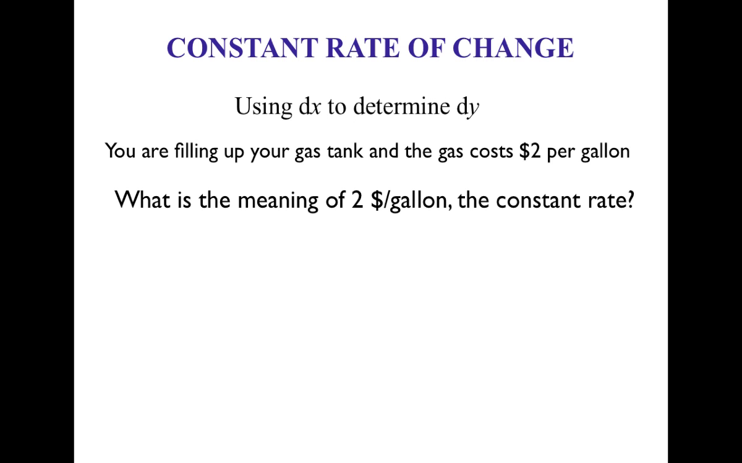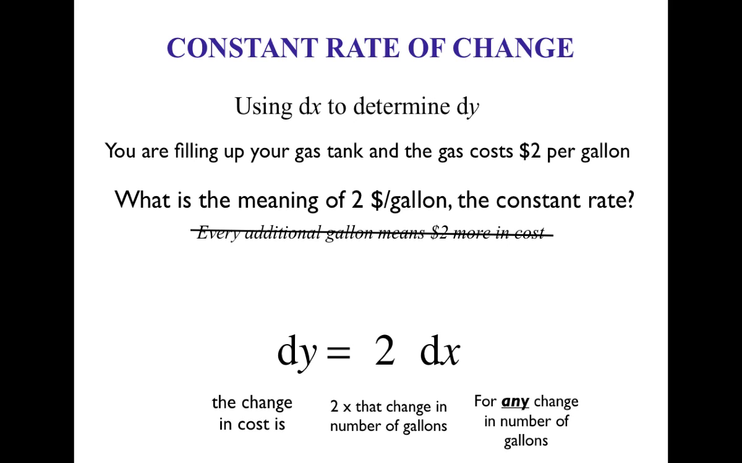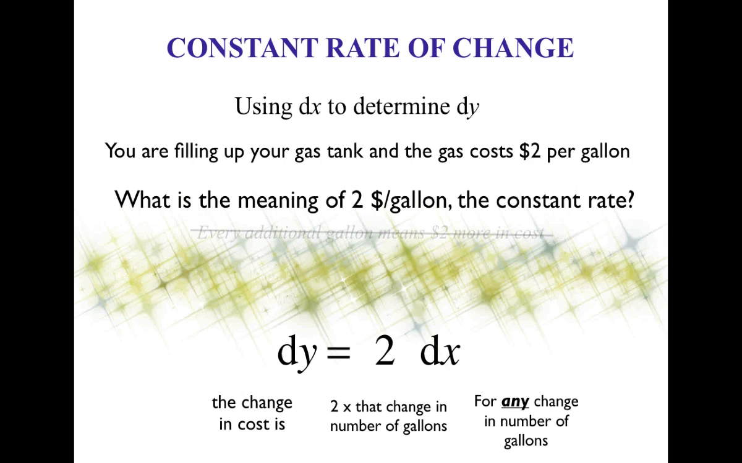Fern, what do you think? For every, here's the problem. For every. That's the problem. What should you say? For any. For any what? Any number of change in gallons, right? For any change in gallons, change in price, 2 times as much. So any change in gallons, the change in cost is 2 times that change in gallons. There it is again.